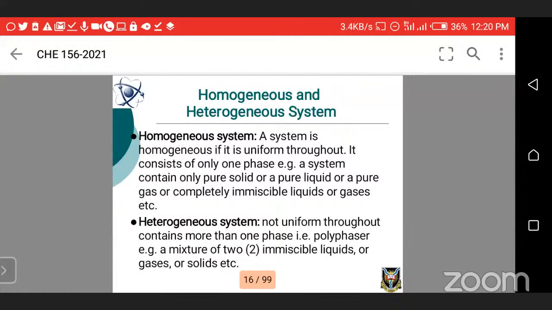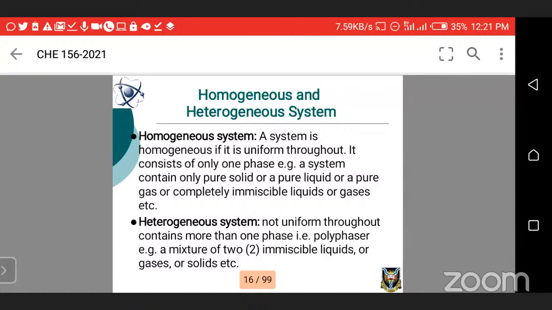For example, you may have a system containing only a pure solid, or only a pure liquid, or a pure gas, or they are completely miscible liquids or gases, not immiscible. So they are in the same phase. They are liquid throughout, or they are gaseous throughout, or they are solid throughout. So it is miscible, not immiscible.